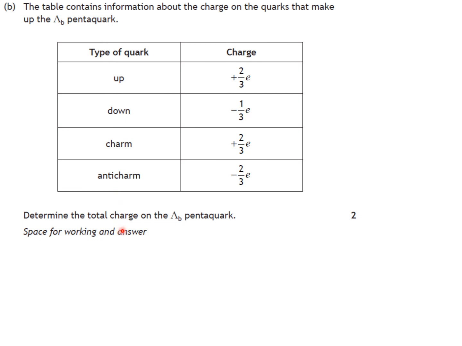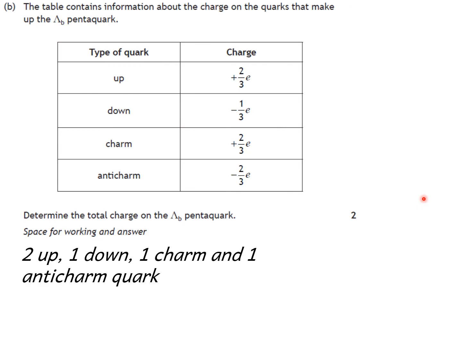Next one, determine the total charge on the pentaquark. So that's the symbol for the pentaquark. And they very nicely give you the charge of what the quarks are. Now, at the start of the question, it gave you that a pentaquark is made up of 2 up, 1 down, 1 charm, and 1 anti-charm quark. So pause the video and see if you can work out what the charge on the pentaquark is. And then I'll go over the answer with you.